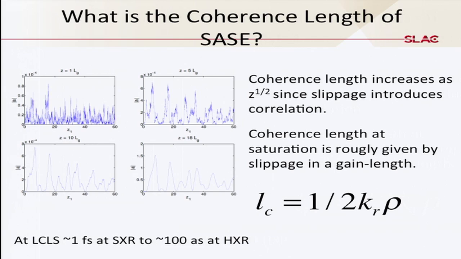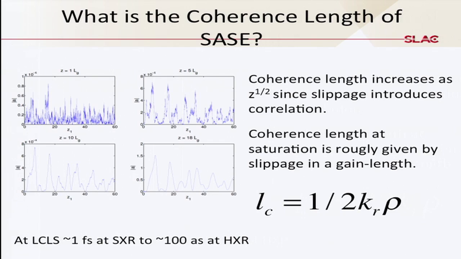And now this number, we talked about it, right? Rho is about 10 to the minus 3, 5 10 to the minus 4 for an FEL, right? So this is a pretty short length. For example, at LCLS, it's about 1 or 2 femtoseconds at soft X-rays, and then it decreases as you go to higher energy, because the wavelength is shorter. And you get about 100 attoseconds all the way at about 10 keV.